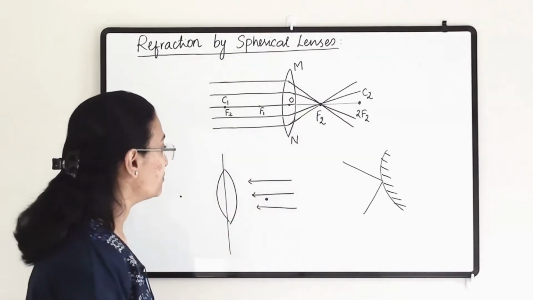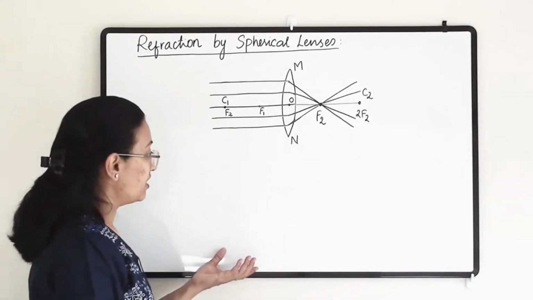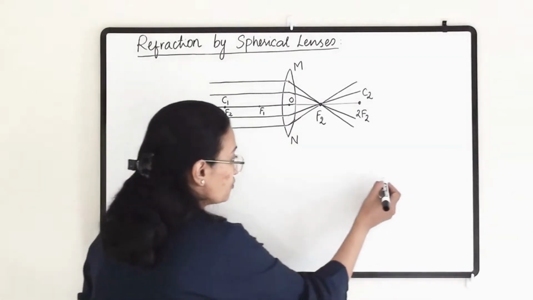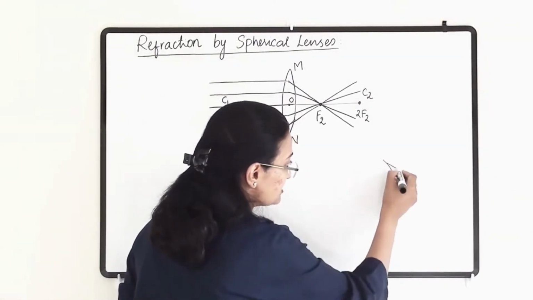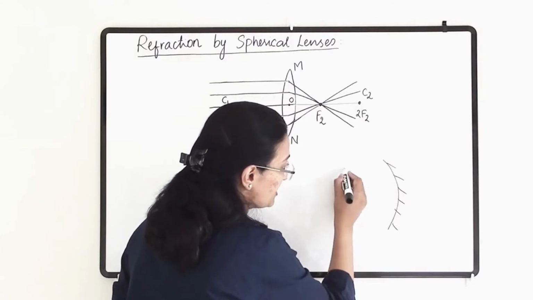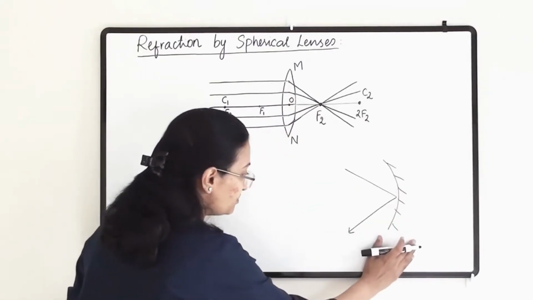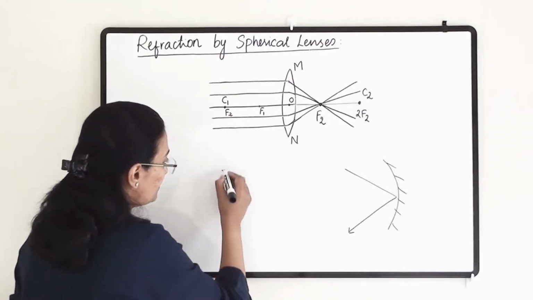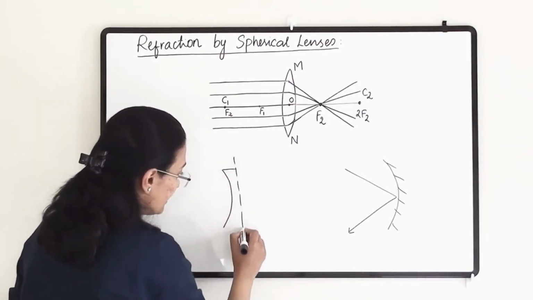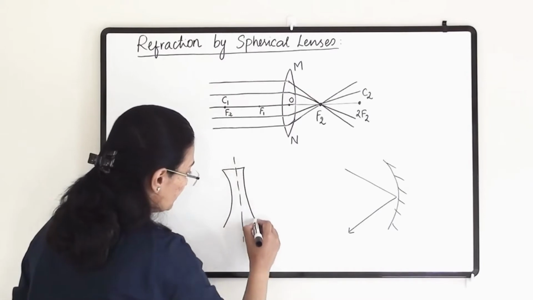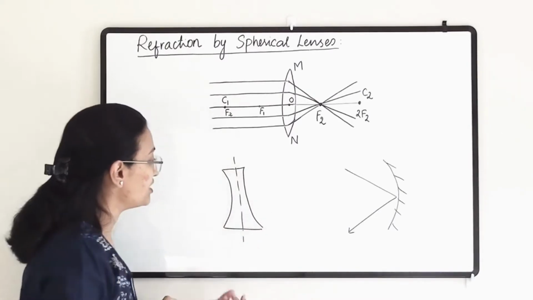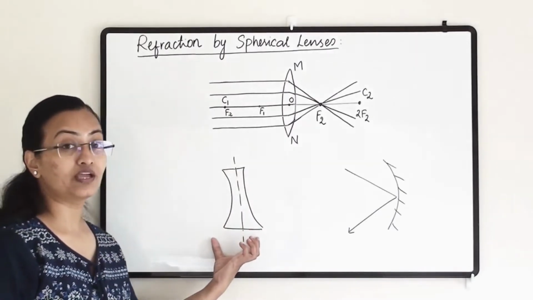Similar things happen when we talk about the concave lens. A concave mirror is like this. This surface is painted, so we use this surface for reflection. So this is a concave mirror. Similarly, we attach two surfaces of the concave lens, and this is going to be a double-sided concave lens.